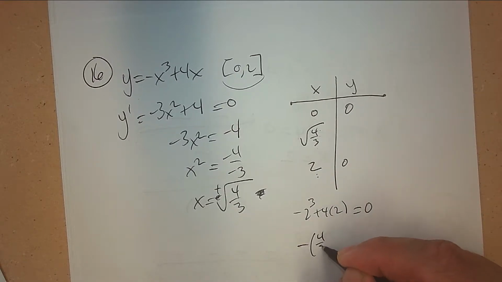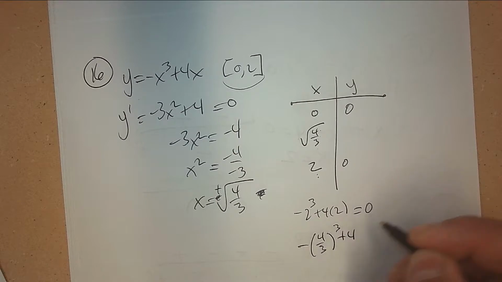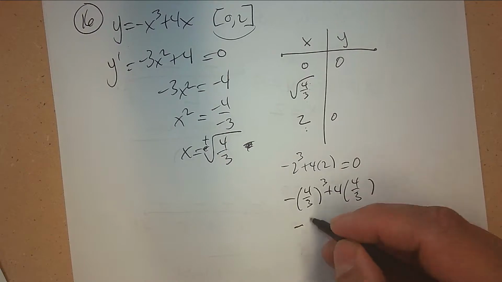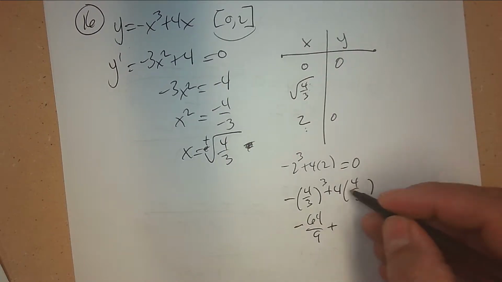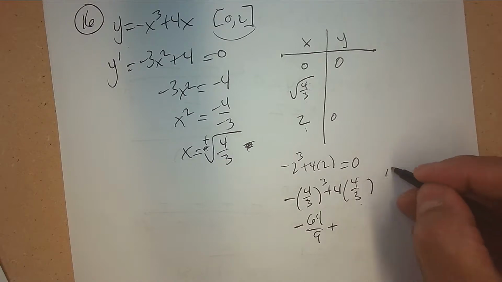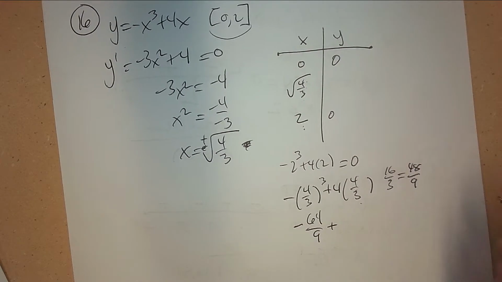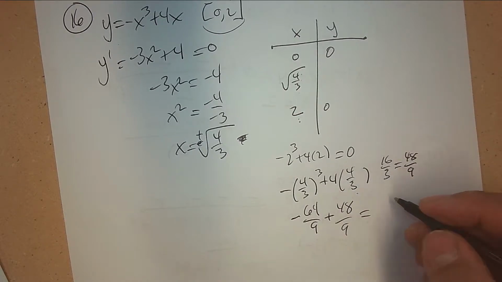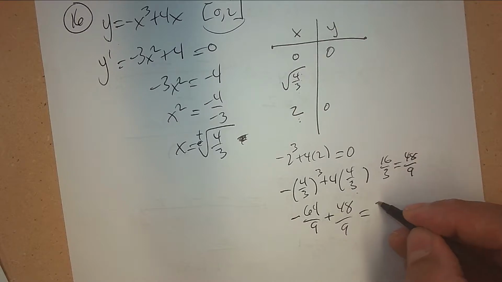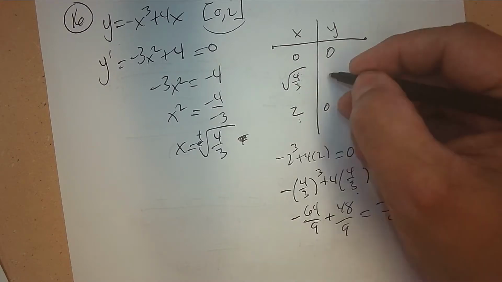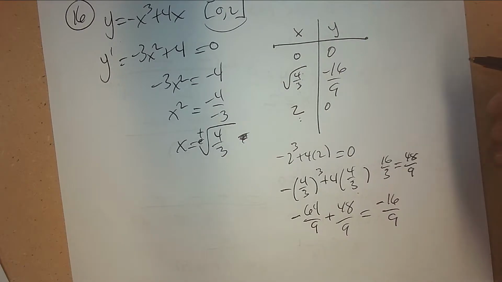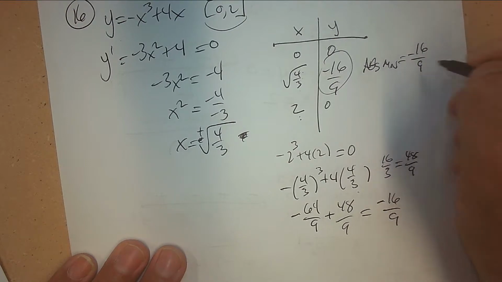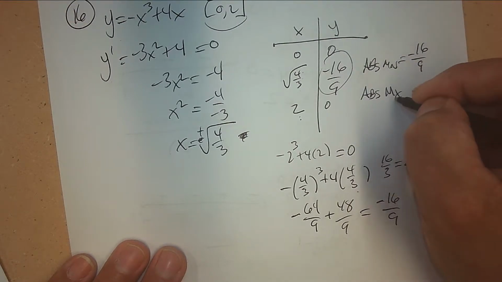And then plug in root 4 over 3. So 4 over 3, 4 times 4 times 4, there's that. This is 16 over 3, but instead of 16 over 3, I'm just going to change it to 48 over 9. Just top and bottom times 3, because I want common denominators, and then subtract the 2. So it's -16 over 9. So where is the absolute minimum? The absolute minimum is -16 over 9. The absolute max in that interval is 0.